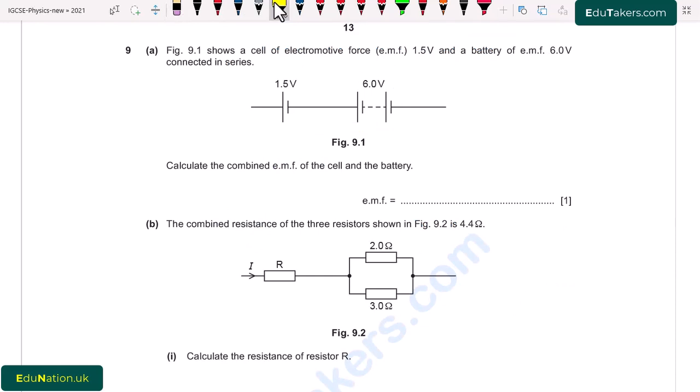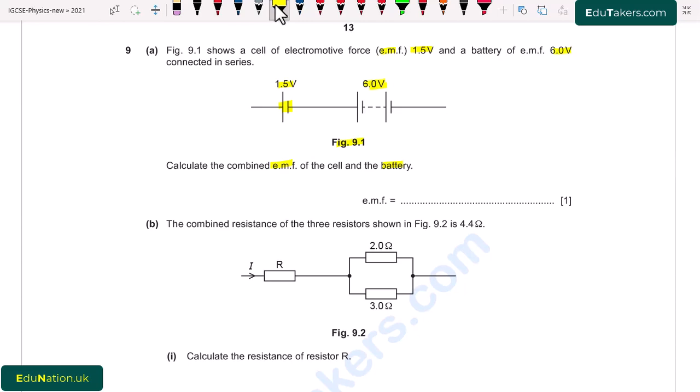Question number 9, part A. Figure 9.1 shows a cell of electromotive force EMF 1.5 volt and a battery of EMF 6.0 volt connected in series. So in figure 9.1 you can see that there are a cell and a battery which are connected in series. The EMF of the cell is 1.5 volt, while the EMF of this battery is 6.0 volt. Calculate the combined EMF of the cell and battery.